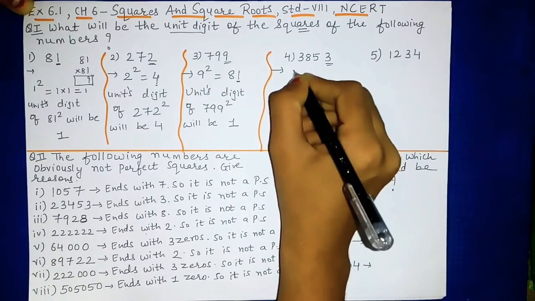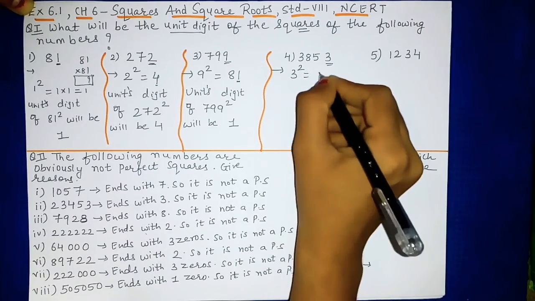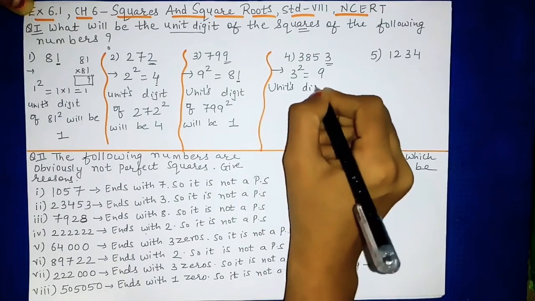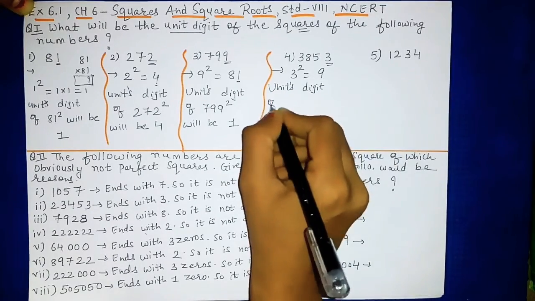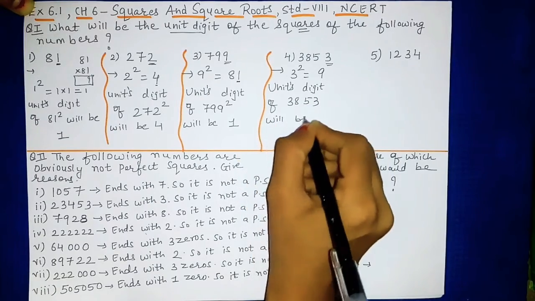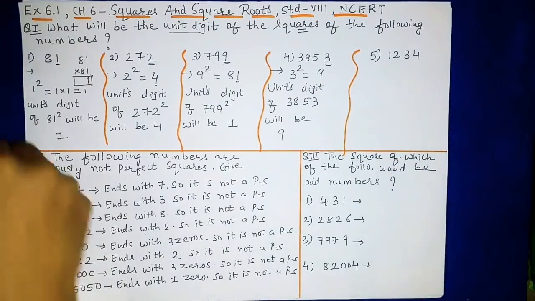Okay, so the last digit is 3. So we will take 3 square. 3 square means 3 3s are 9. So again the units digit of 3853 will be 9. Okay, I hope I'm clear. This is a very easy question.